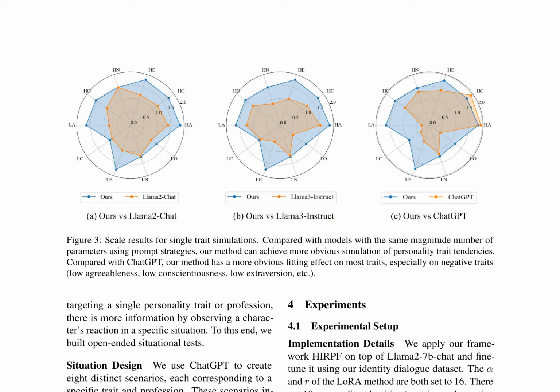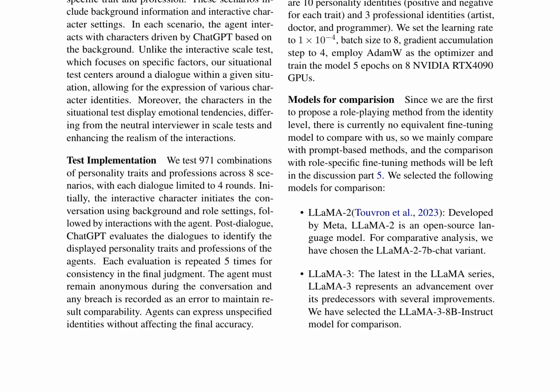The proposed Hierarchical Identity Role-Playing Framework, HIRPF, is evaluated through a series of experiments, including single-trait simulations, single-profession simulations, and open-ended situational tests. HIRPF outperforms baseline models, such as Llama 2 7B Chat and Llama 3 8B Instruct, in accurately representing single personality polarities and surpasses ChatGPT in depicting most personality traits, especially negative ones. This advantage is attributed to the limitations of ChatGPT's ethical and moral frameworks.